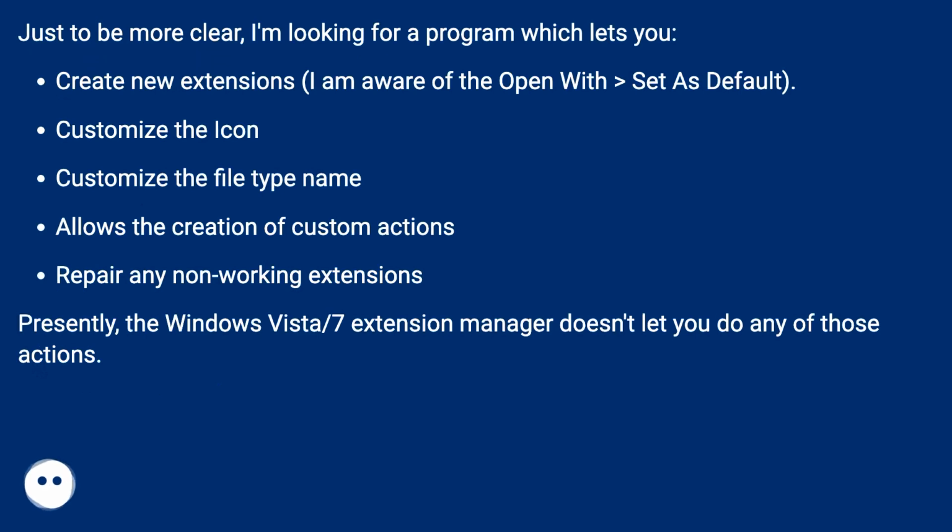I am aware of the open with, set as default. Customize the icon, customize the file type name, allows the creation of custom actions, repair any non-working extensions. Presently, the Windows Vista/7 Extension Manager doesn't let you do any of those actions.